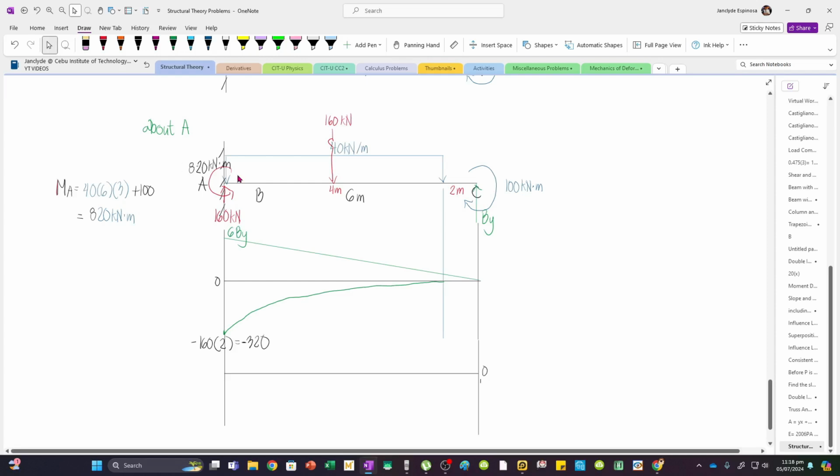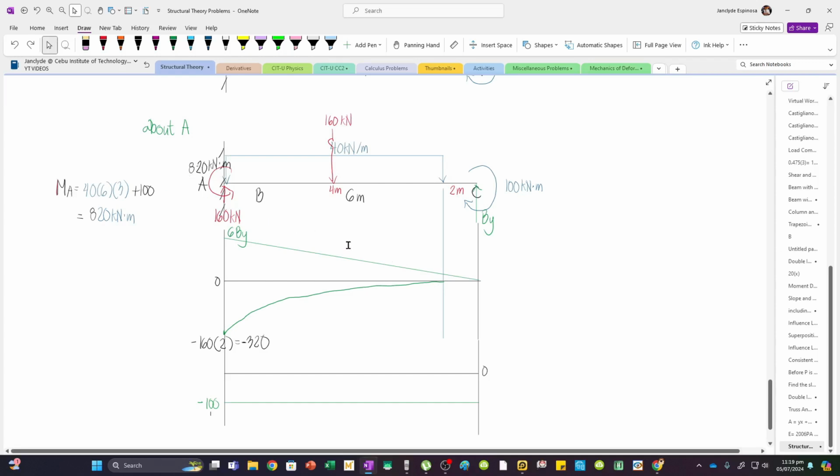Now, this is our moment center. A clockwise moment will cause the beam to rotate downward. So meaning, we have a negative area. And since this is a moment load, it will just be a constant line. Let's just use green. We have a straight line from point C to A. So this is minus 100. Again, minus because the clockwise moment will cause a downward rotation about the moment center.